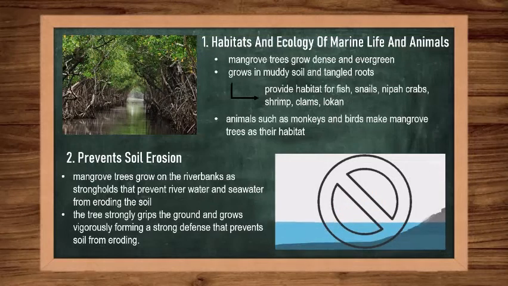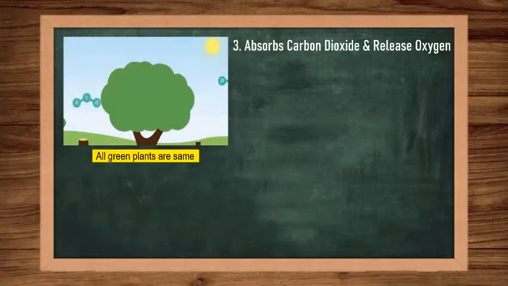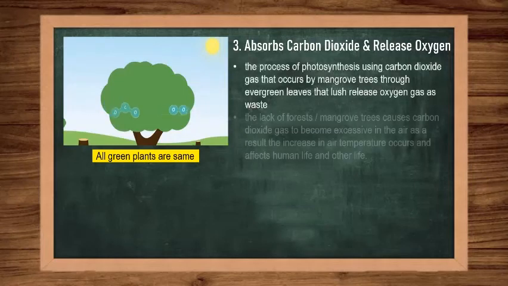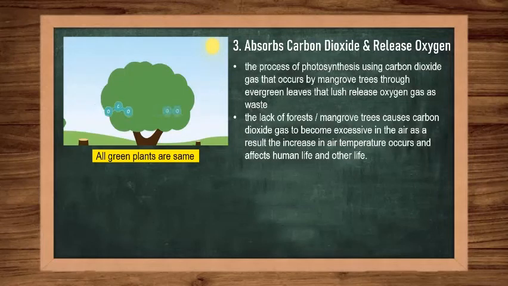The third point is that they absorb carbon dioxide and release oxygen. All green plants are the same due to their photosynthesis processes. The process of photosynthesis uses carbon dioxide gas, which occurs in mangrove trees through evergreen leaves that release oxygen gas as waste. The lack of mangrove forests causes carbon dioxide gas to become excessive in the air. As a result, the increase in air temperature occurs and affects human life and other life.